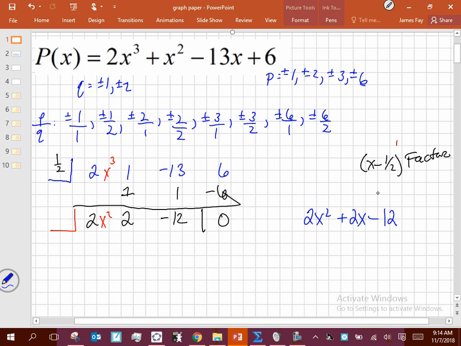Now, that being said, let's look at this. Let's say this was x to the 4th, and this became x to the 3rd or something like that. We don't know, just because x minus 1/2 was a factor once.